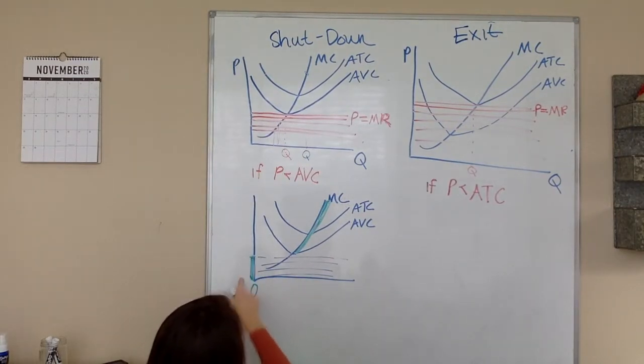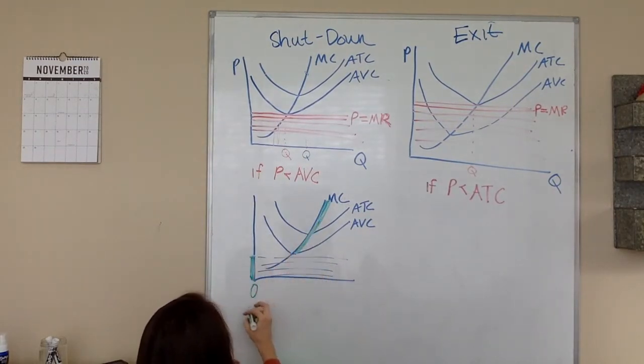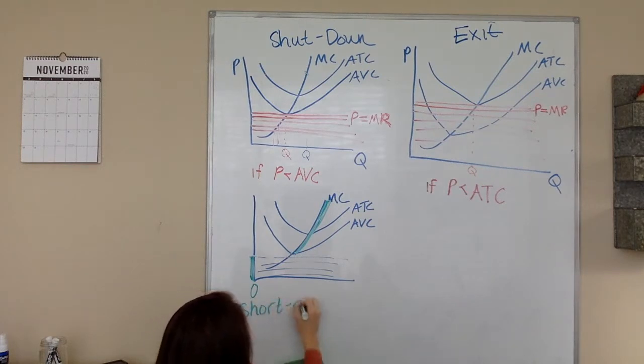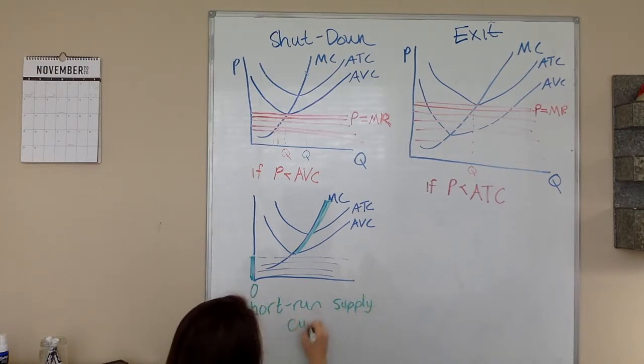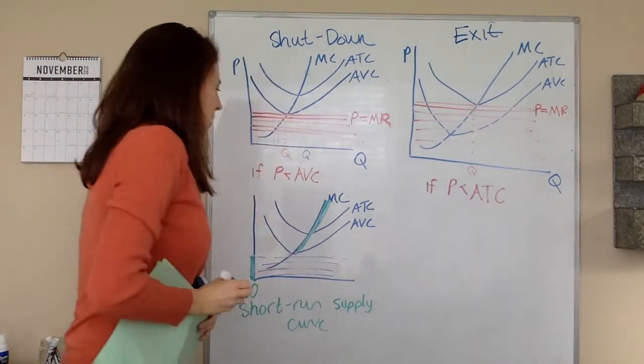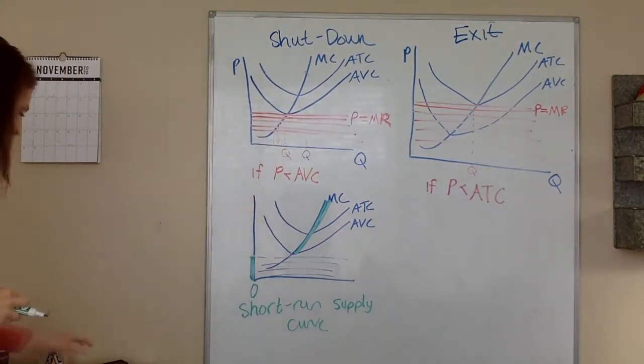Okay, so importantly, the green areas that I've shaded are the short run supply curve for the firm. Okay, let me explain why this is.